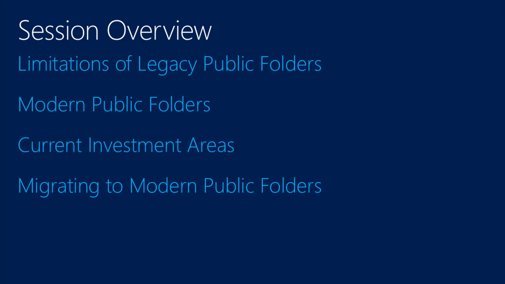All right, so in the environment we're going to look at, we actually have 2007 and 2010, and we'll be pulling folders across to 2013. Most of the commandlets we're going to be running are going to be from the 2010 side. So what we'll be looking at today, I'm going to give you a brief overview of some of the limitations of our legacy public folders. And by legacy, we mean anything that's not 2003 or Office 365. So this is going to be Exchange 2007 or 2010.